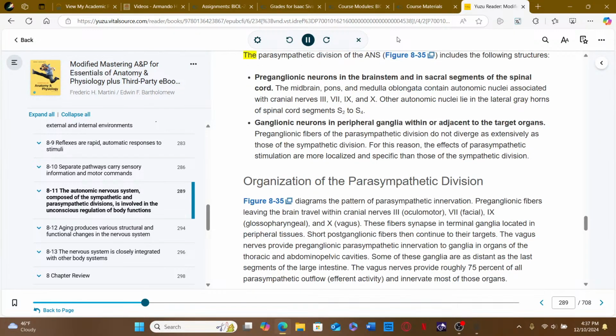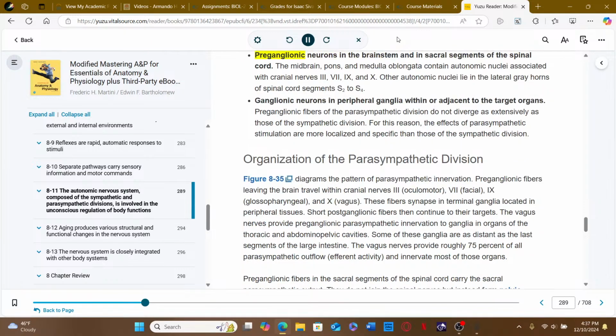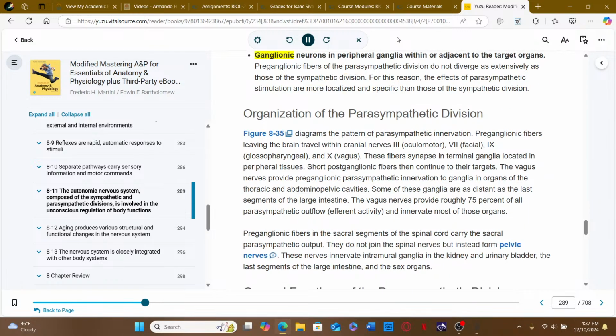The parasympathetic division. The parasympathetic division of the ANS, figure 8-35, includes the following structures. Preganglionic neurons in the brainstem and in sacral segments of the spinal cord. The midbrain, pons, and medulla oblongata contain autonomic nuclei associated with cranial nerves III, VII, IX, and X. Other autonomic nuclei lie in the lateral gray horns of spinal cord segments S2 to S4.